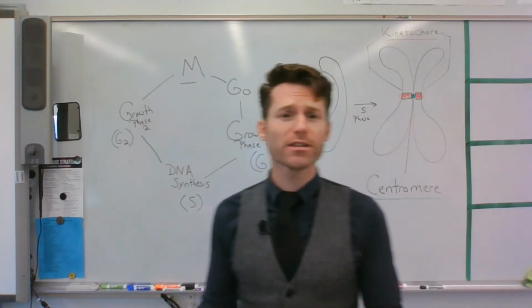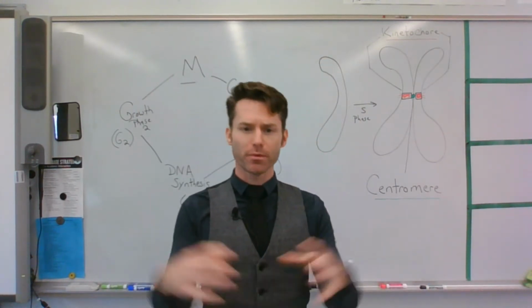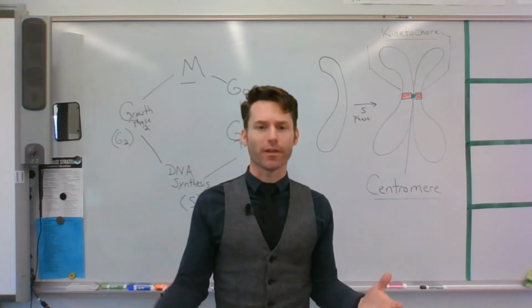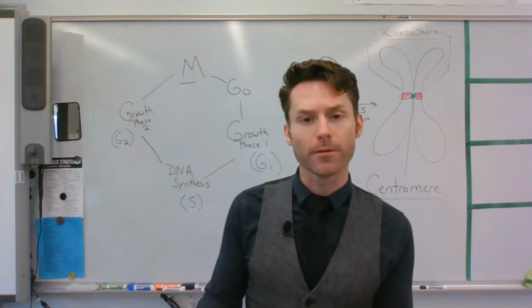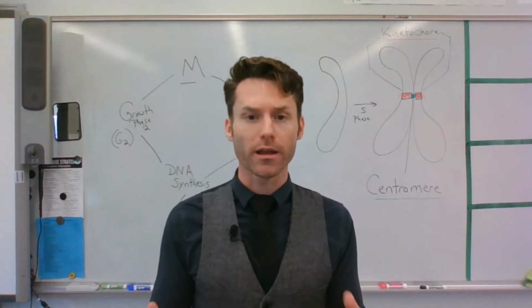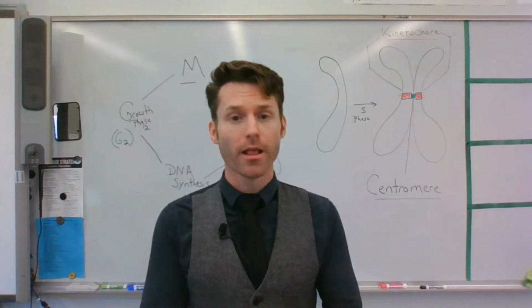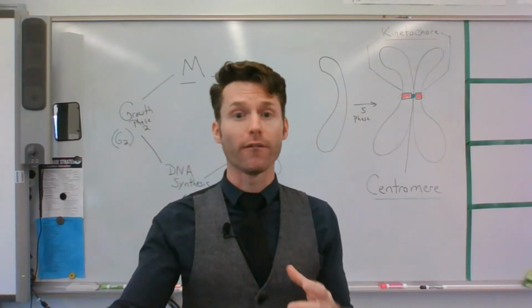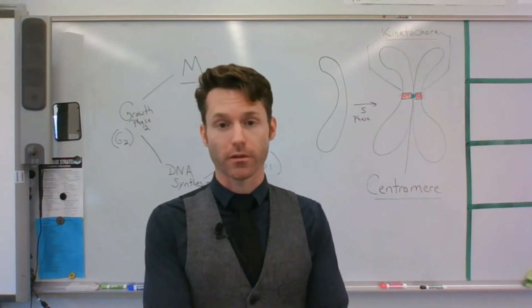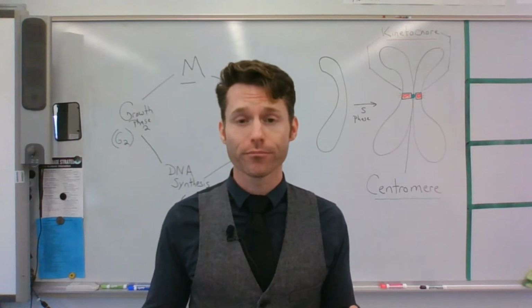Right. And growth phase 2 is adding a couple more organelles, making sure everything's all set to be split up, make sure I got enough of everything. Okay. It also is where the centrosome is put together. Right? And so the centrosome is an organelle that is very important in the mechanics of mitosis or meiosis. Right? It's where the microtubules are originating from.